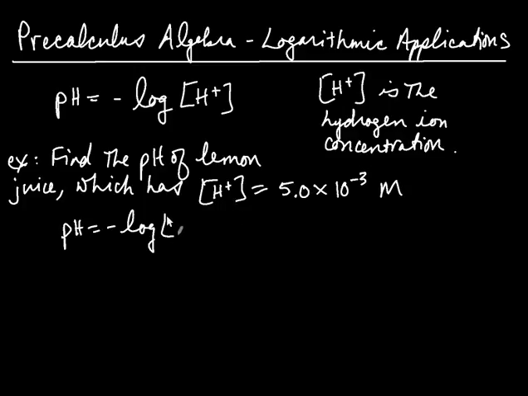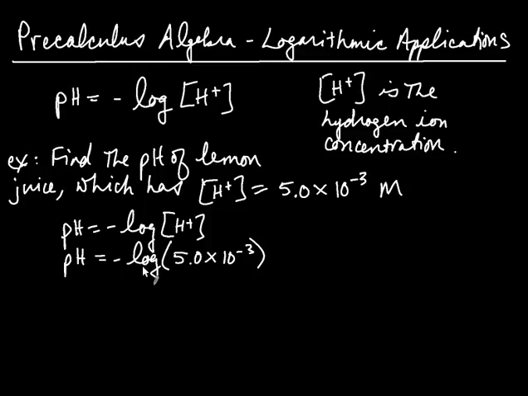Well, let's just write it first here. So it's the negative of the log of the hydrogen ion concentration. In this case, the pH is the negative of the log. And what is our hydrogen ion concentration? It's 5.0 times 10 to the negative third. So we're taking the log of 5.0 times 10 to the negative third. Okay, and you don't want to put the units in here. So the question is, how do you evaluate this?